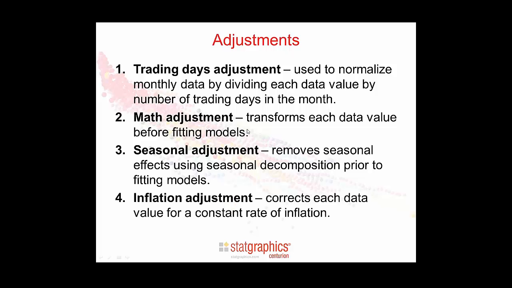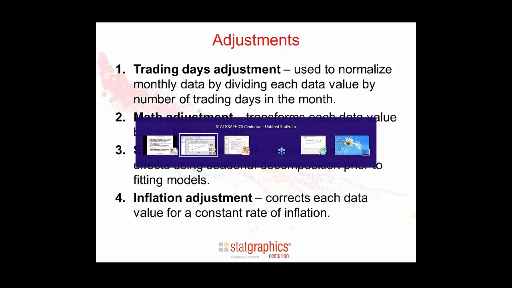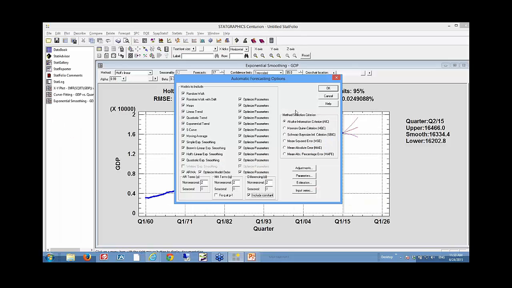And finally, it could also do an inflation adjustment. It could correct the data for some constant rate of inflation. Now, we don't need to do that here either. These are already deflated numbers. They're all 2009 dollars. It's real GDP. So the only adjustment we're going to have to do here is actually a math adjustment. So let's go back to Statgraphics.